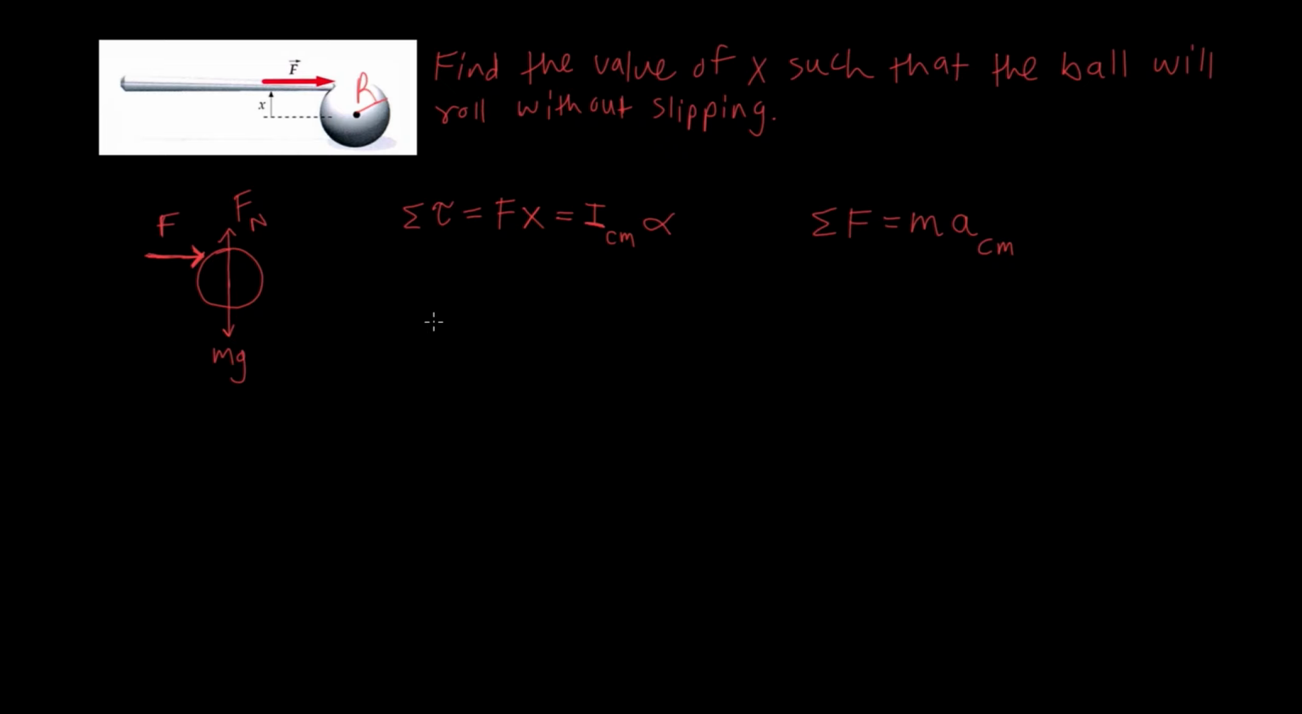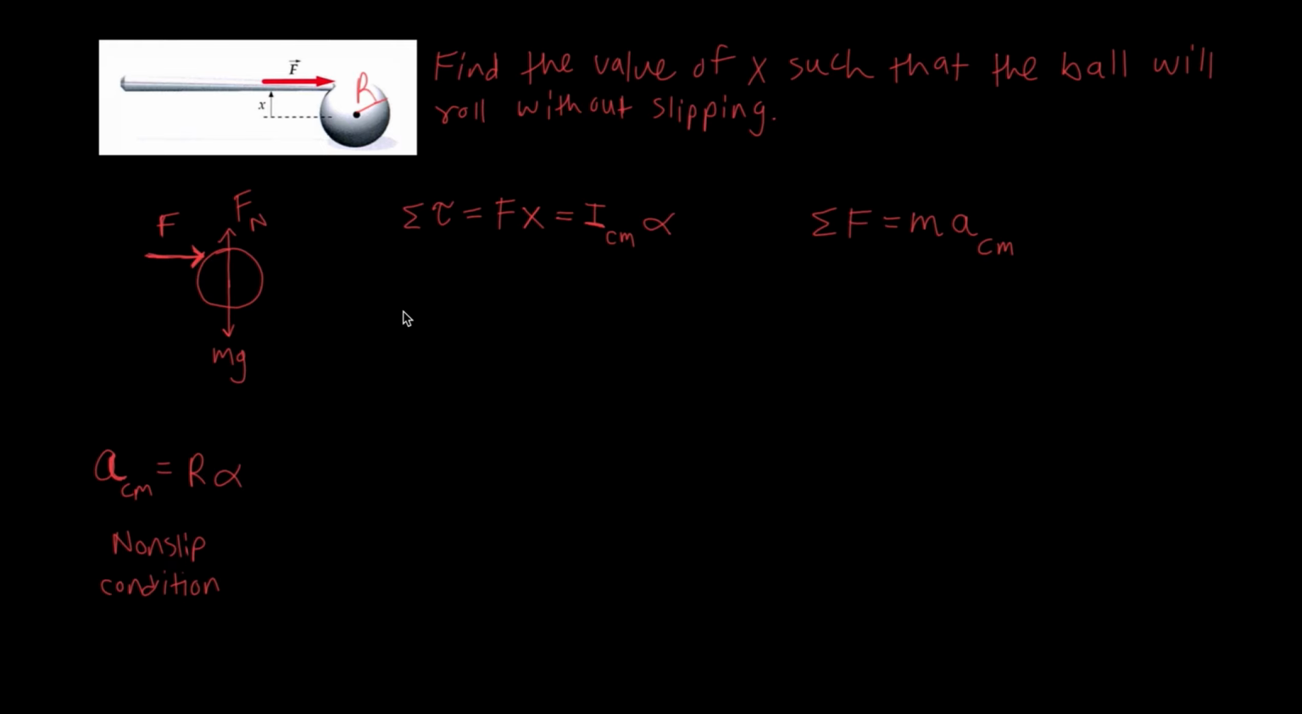So since we want the ball to roll without slipping, we need to satisfy a non-slip condition. And what the non-slip condition states is that the linear acceleration of the center of mass of the ball is equal to the radius of the object times the angular acceleration. So this right here is the non-slip condition.